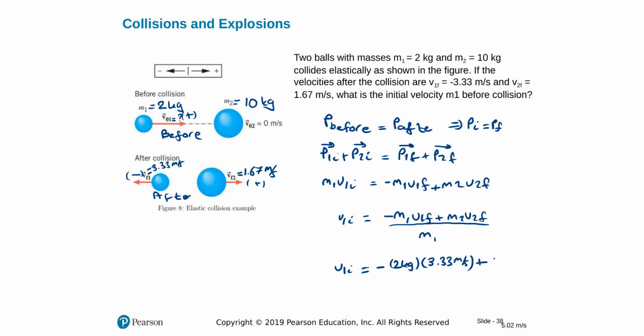Plus M2 is 10 kilogram. And V2 final is 1.67 meters per second. And we divide all that by 2, the mass of the first ball, 2 kilogram. And we'll get a value of 5.02 here, meters per second. And we already know it's to the right, positive. Again, we'll calculate the magnitude after we put in all the directions as plus and minus. The value we get is magnitude. And we decide the direction using our logic.